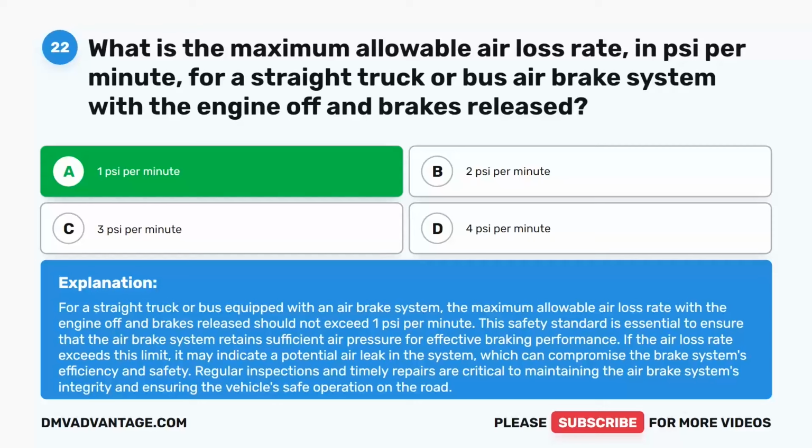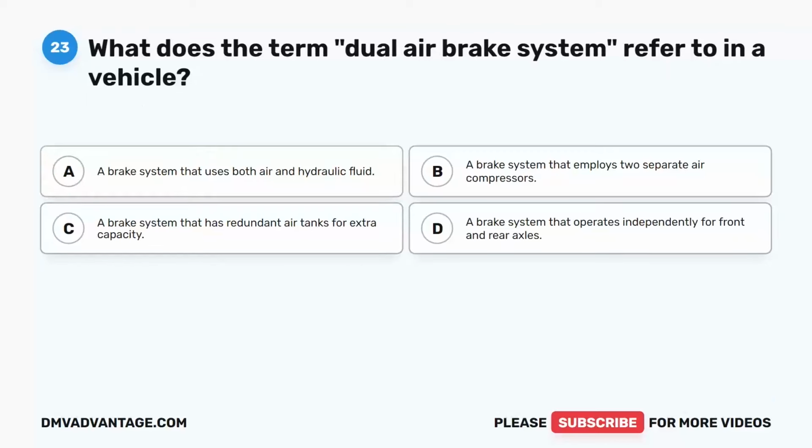Regular inspections and timely repairs are critical to maintaining the air brake system's integrity and ensuring the vehicle's safe operation on the road.